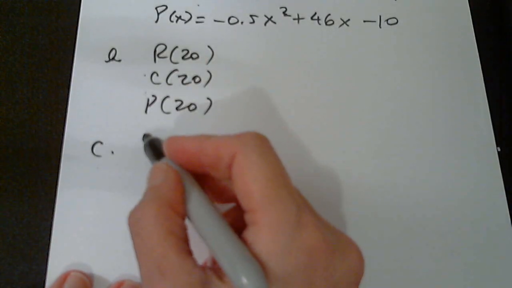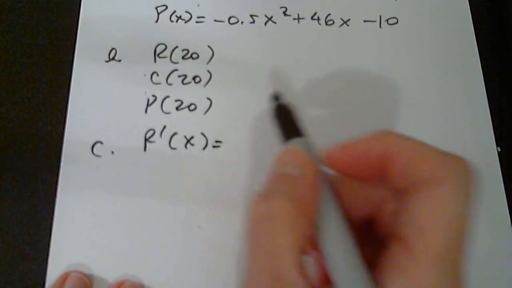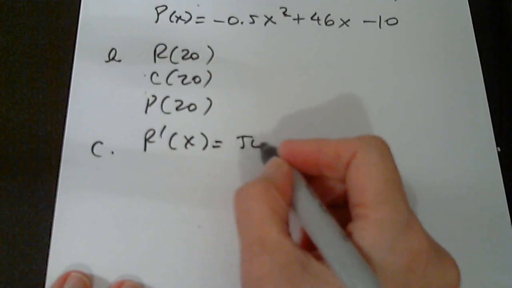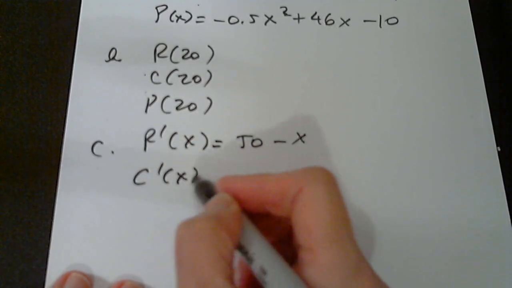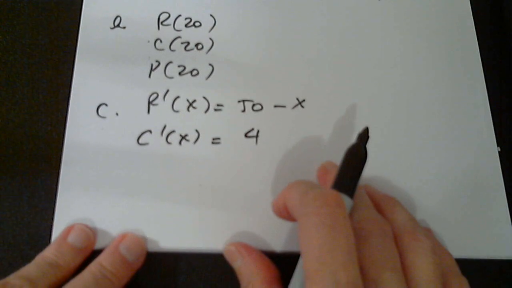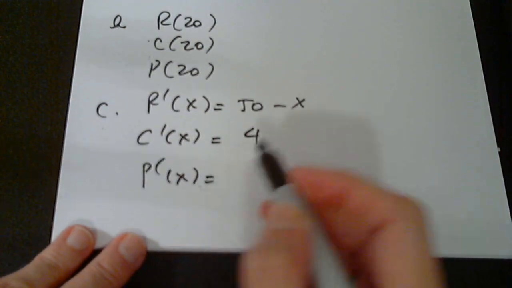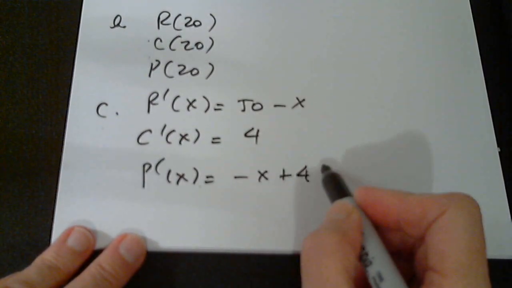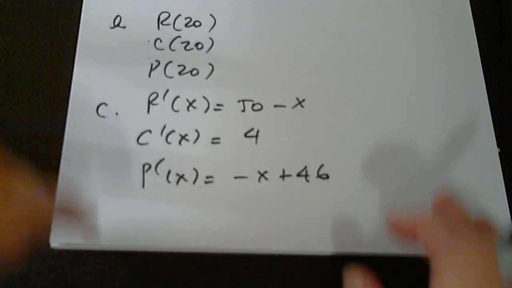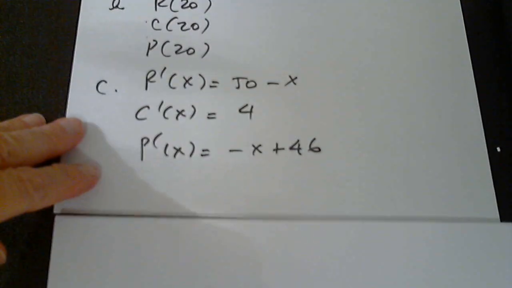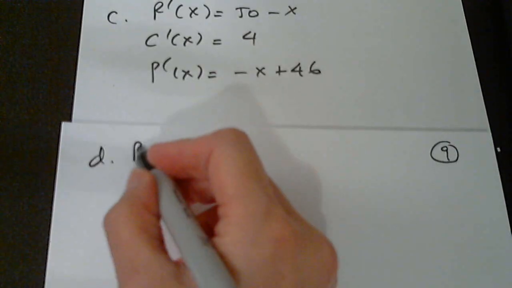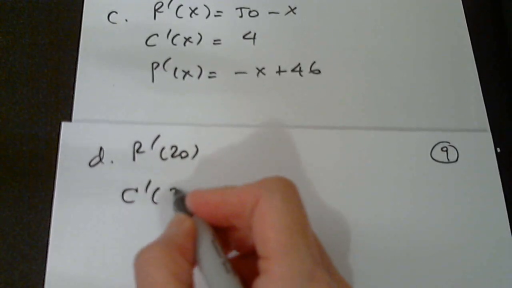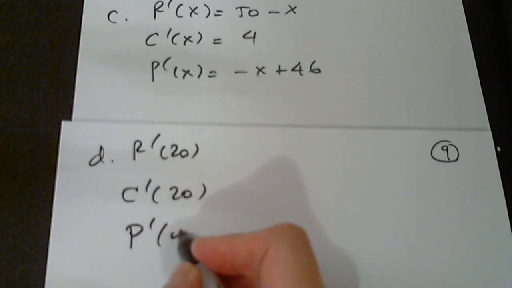So R prime of x, 50 minus x. C prime of x is 4. And P prime of x is negative x plus 46. In part D, they want us to find R prime of 20, C prime of 20, and P prime of 20.